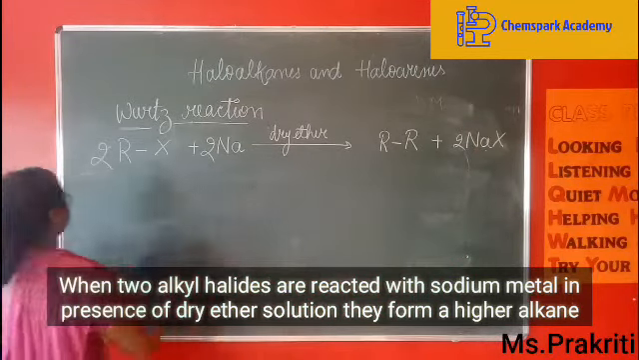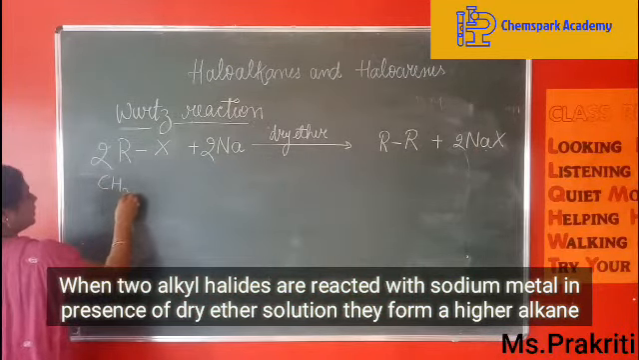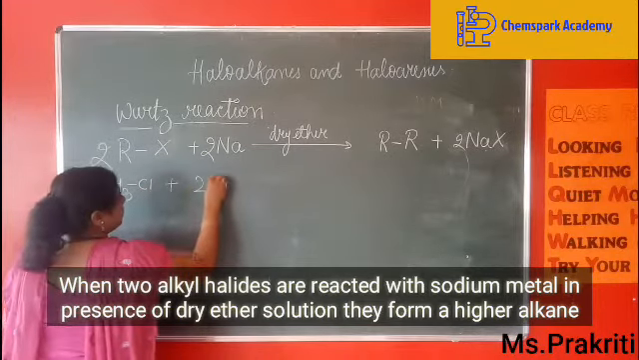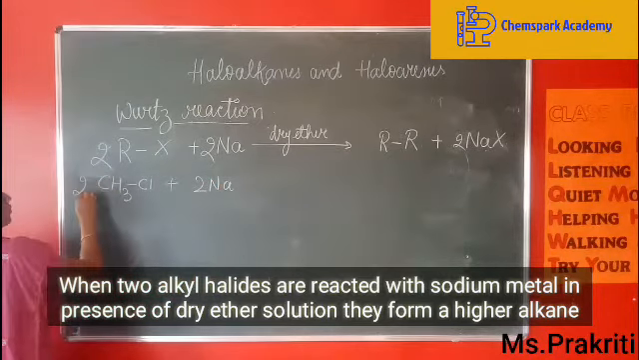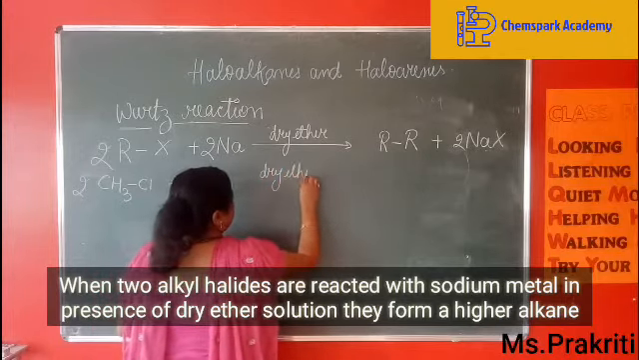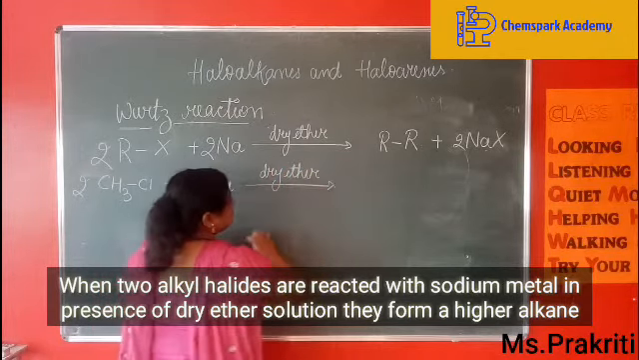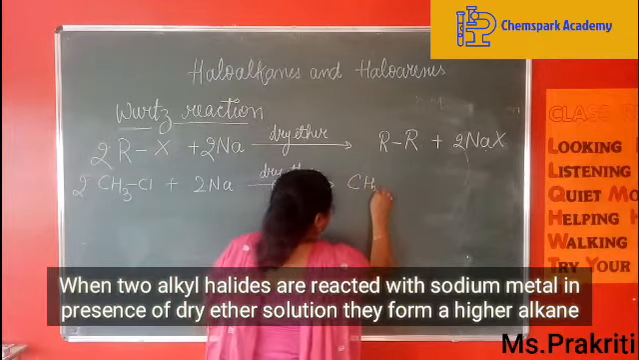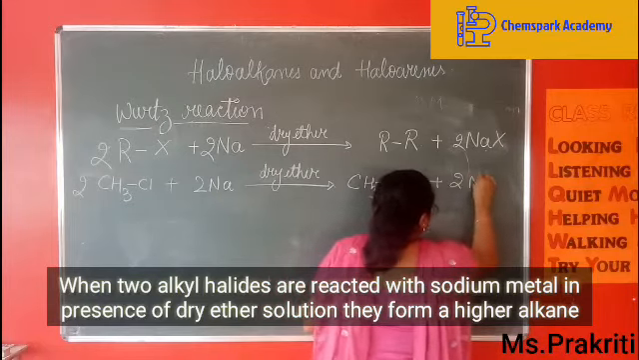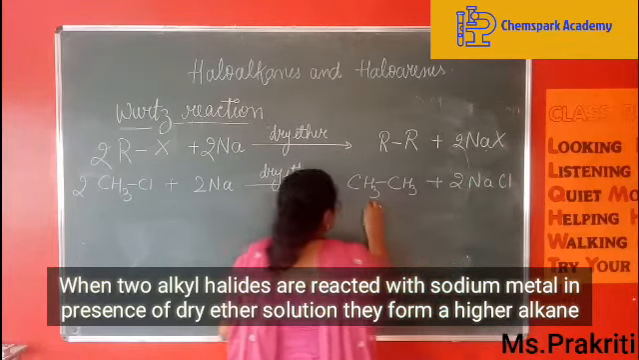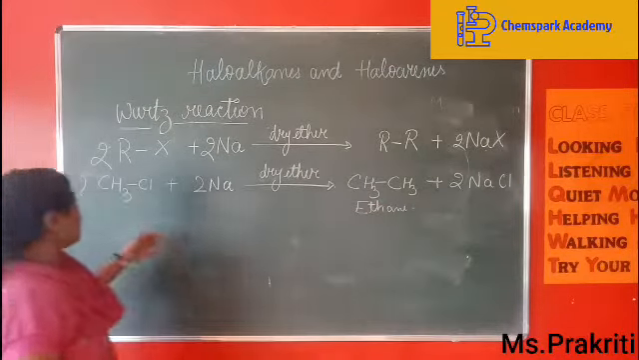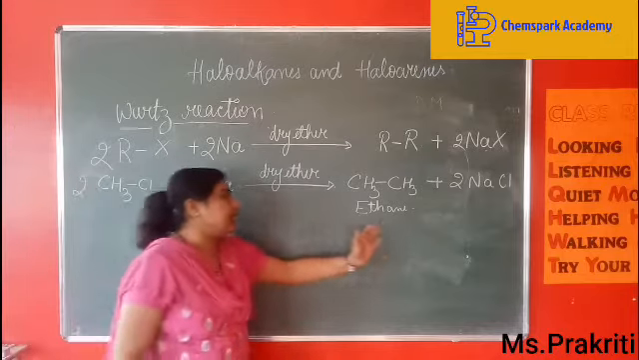And if I take an example, suppose I have two molecules of methyl chloride, two molecules of sodium. I react it in the presence of dry ether. I will have CH3-CH3 plus twice of NaCl, and this is ethane. So from methyl chloride we are getting ethane.